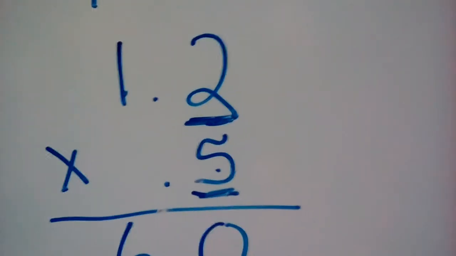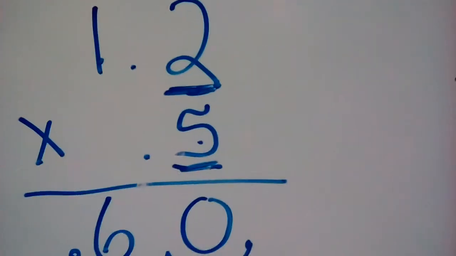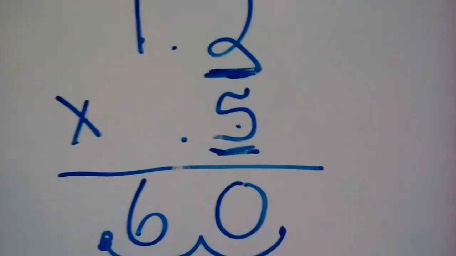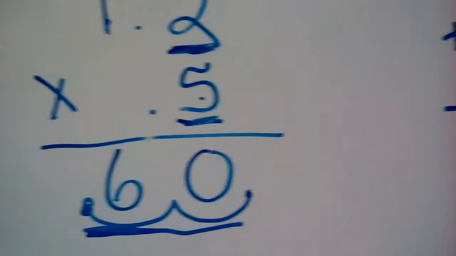So remember, anytime you're multiplying decimals, you count how many place values you have after the decimal point, and that's how much you have to move your decimal. If you don't do that, you're going to get the wrong answer.